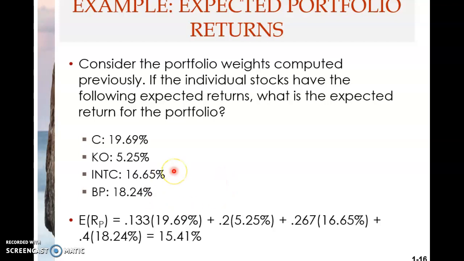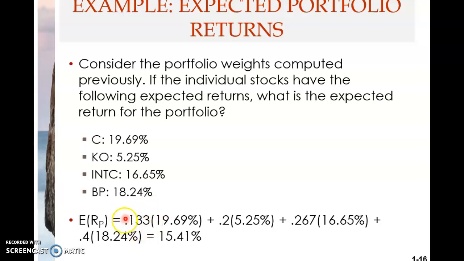Okay, welcome back to the fourth clip on chapter 13. Previously we were looking at computing the expected return for a portfolio. This expected return for a portfolio we compute by using the weight for the particular asset multiplied by the expected return for the particular asset, and we do that for all the assets.